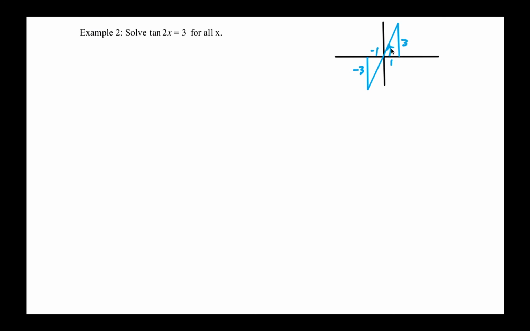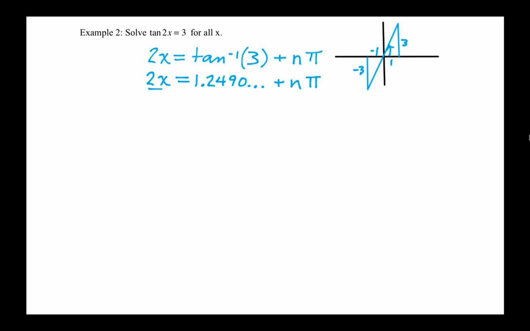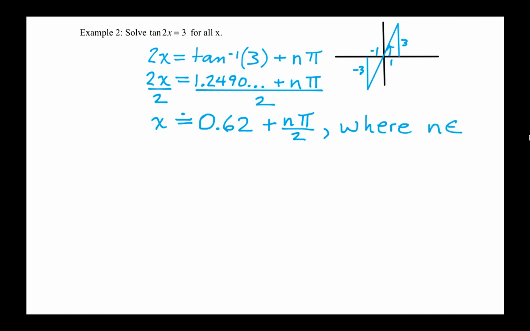And if we add pi, it will go to the next root, and add pi, it goes to the next root. So adding multiples of pi from this very first one is all we need to do to solve for all x. So we take the inverse tangent of 3 to get that angle, and then we add multiples of pi. And if we divide both sides of this equation by 2, then we get x equals about 0.62 plus n pi over 2, where n is an integer.